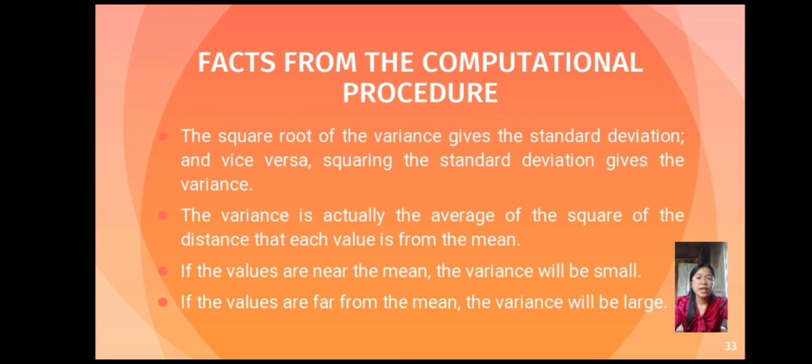From the computational procedure, first, the square root of the variance gives the standard deviation and vice versa. Squaring the standard deviation gives the variance. Second, the variance is actually the average of the squares of the distance that each value is from the mean. Therefore, if the values are near the mean, the variance will be small. In contrast, if the values are far from the mean, the variance will be large.